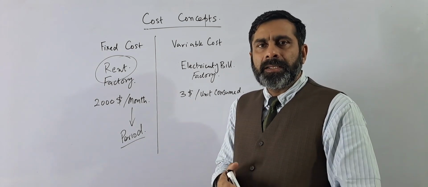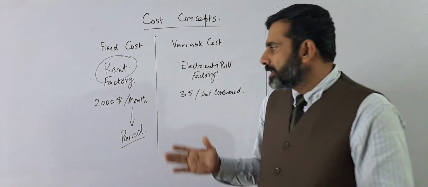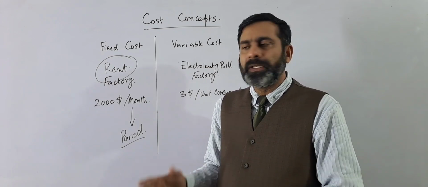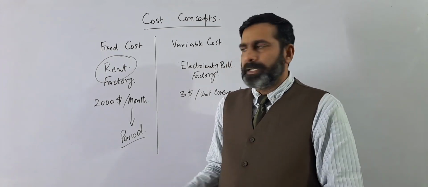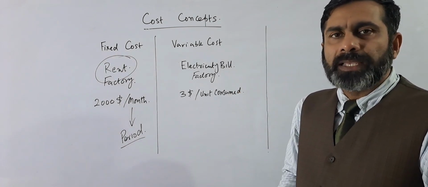They have agreed with the landlord. So this is the amount which they have to pay. There's more production, there's less production, there is no production even, but still they have to pay this rent. So that is basically called as what? As the fixed cost or the fixed expenses.